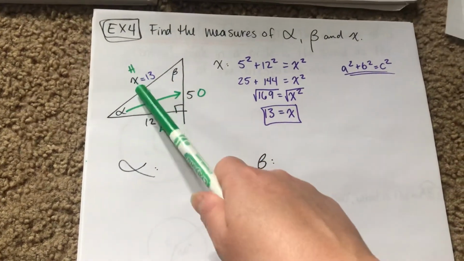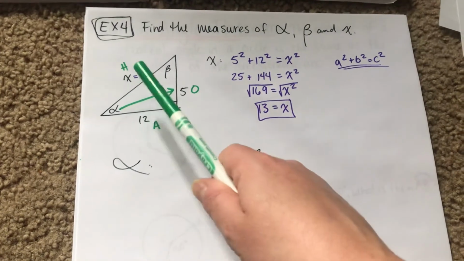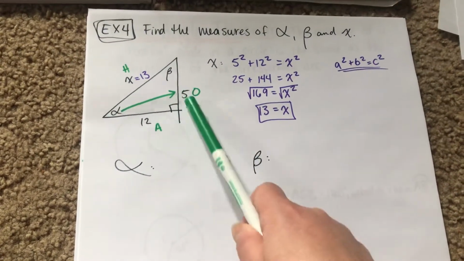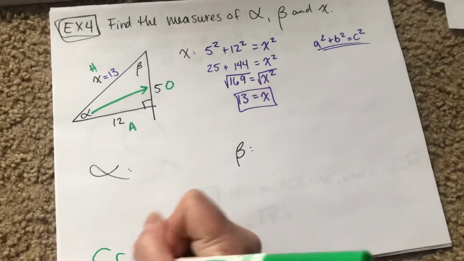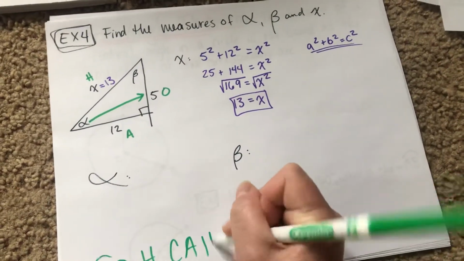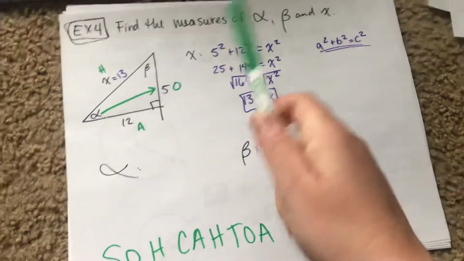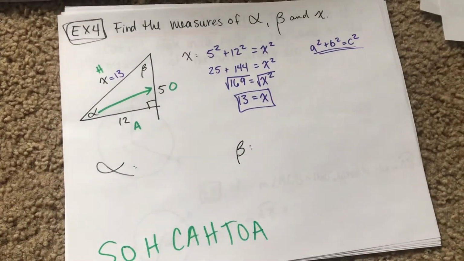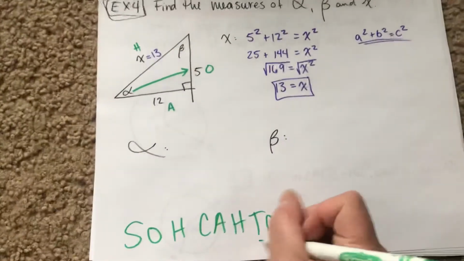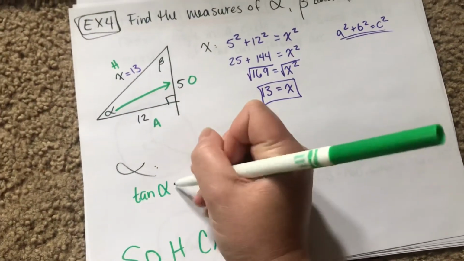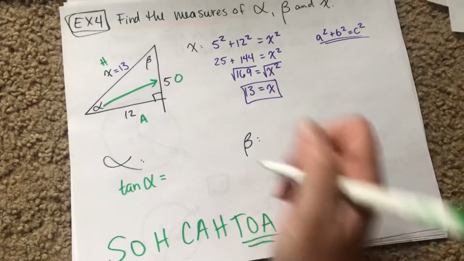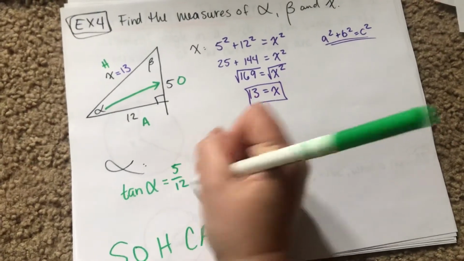5 and 12 were given to us from the problem. 13, we are right, but what if we happen to make a mistake? Let's use just the ones we know for certain. So we know opposite and adjacent. So if I write down here SOHCAHTOA, I know an opposite and an adjacent, so I'm going to look down here, and that has to do with tangent. So I'm going to use the tangent of alpha is equal to opposite over adjacent, so 5 over 12.